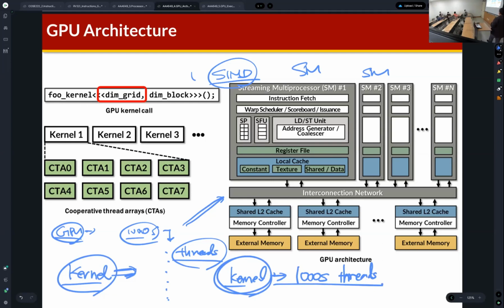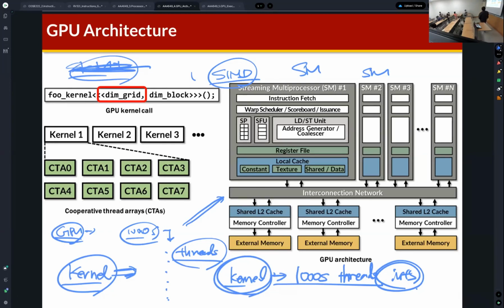What does that mean? Thousands of threads share the same code. Thousands of threads execute the same instructions. Okay. So this model is sometimes called single kernel multiple thread. It means that multiple threads are generated from a single kernel, and then the GPU executes these multiple threads.